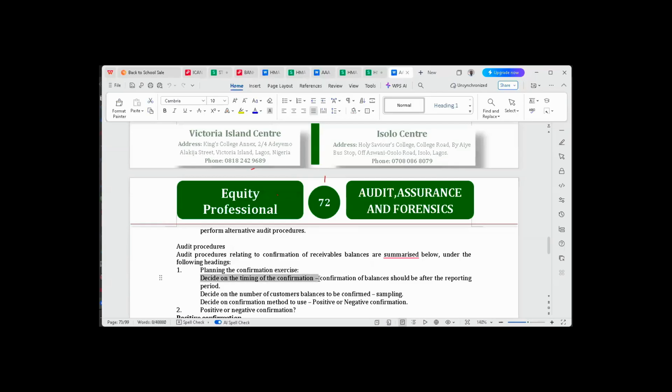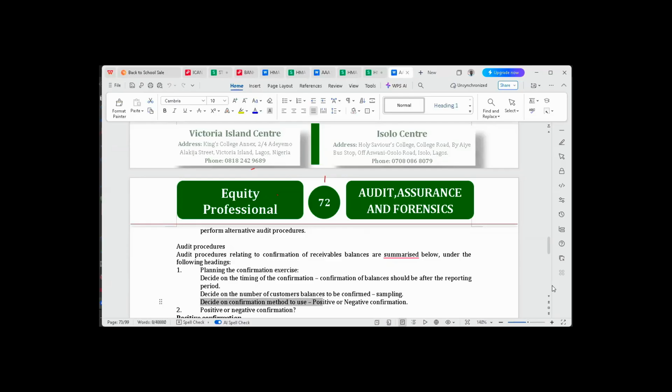Decide on the timing of the confirmation. In the plan, you also need to decide on the number of customers to write to for confirmation. It's not everybody. You need to carry out a sample. Use your sampling, okay? You need to decide on the confirmation method to use. Is it using positive or negative confirmation, right?